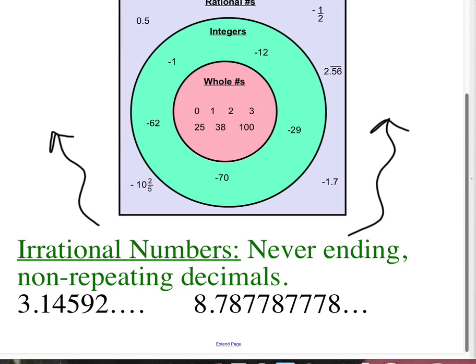So probably the most popular, most famous irrational number is pi. I know that you guys know what pi is. We usually substitute in 3.14. However, that's really just an estimate of pi. Pi is really a decimal that never ends, and it does not have a repeating pattern. And because of that, you are unable to write it as a fraction. And if you cannot write it as a fraction, it is not a rational number.